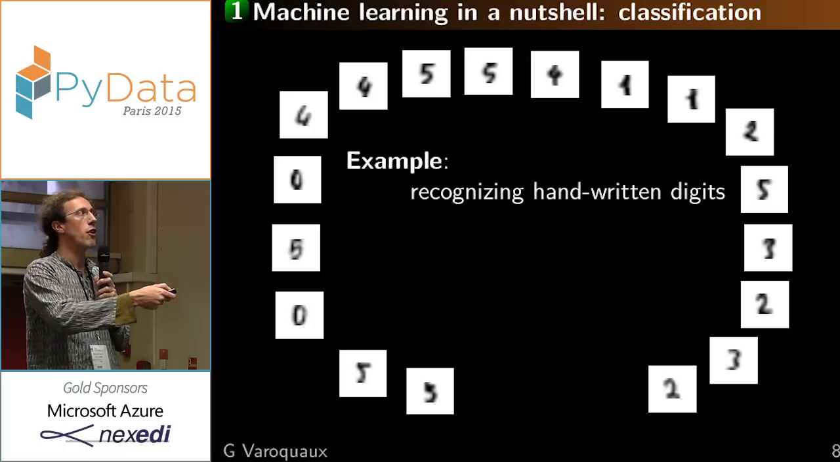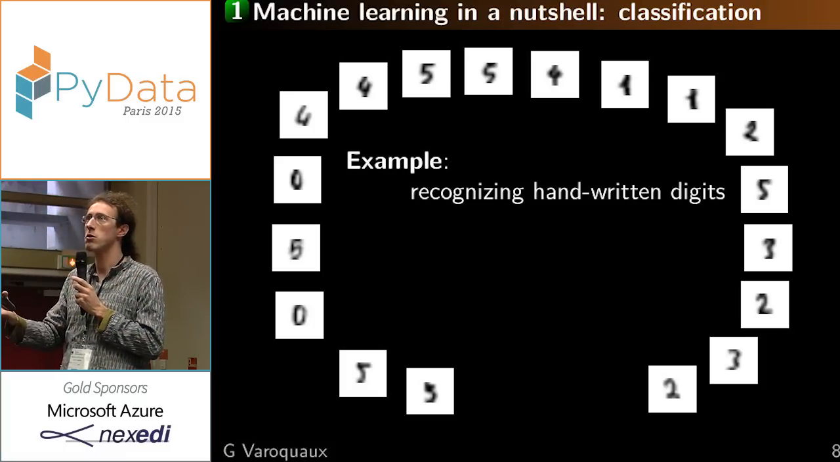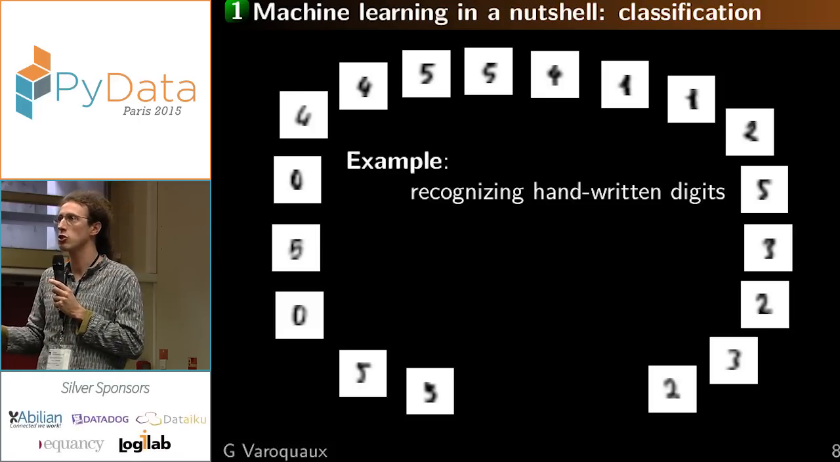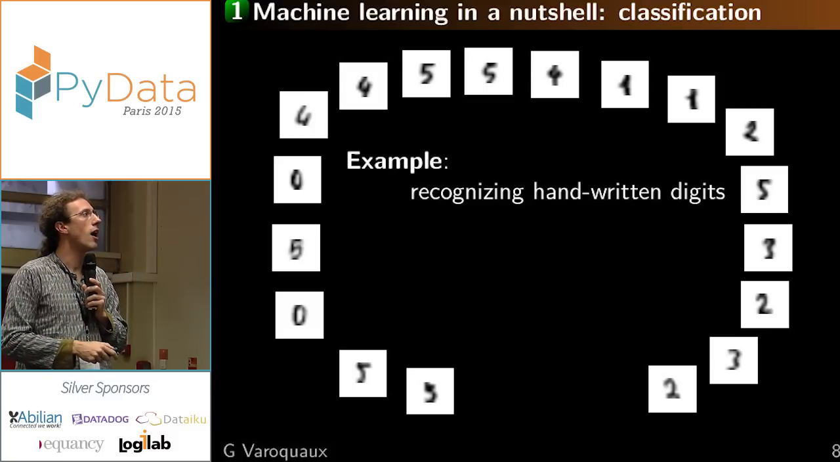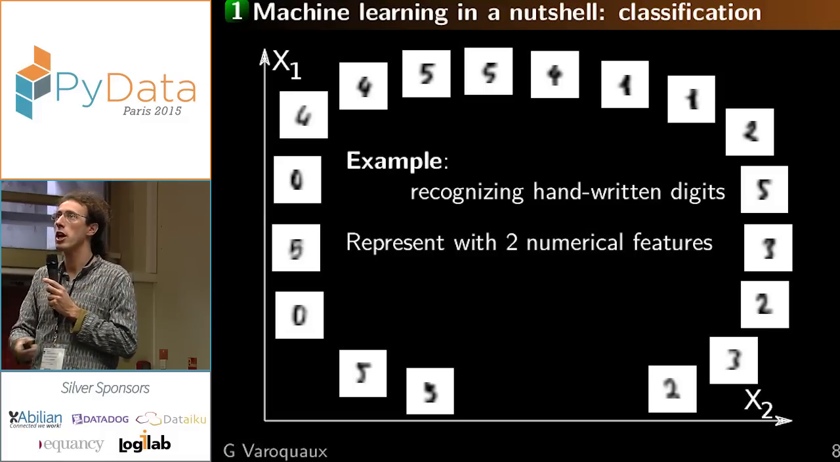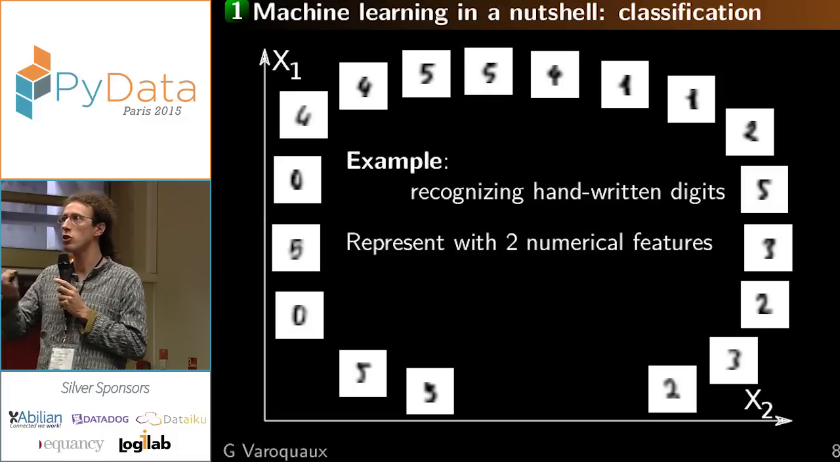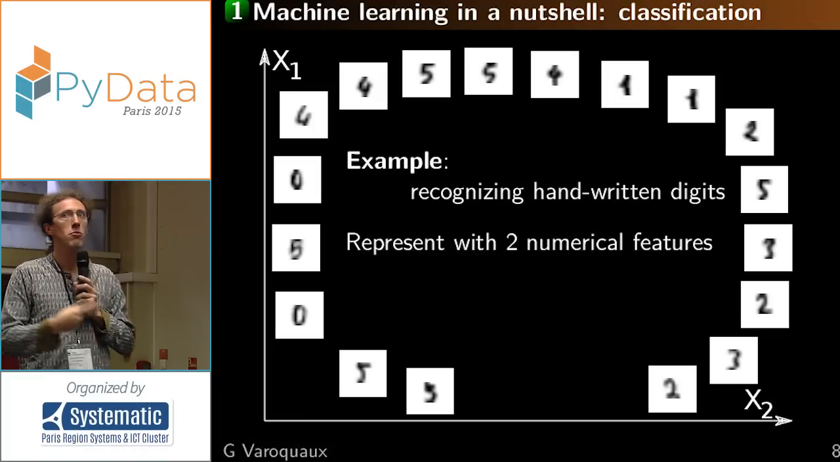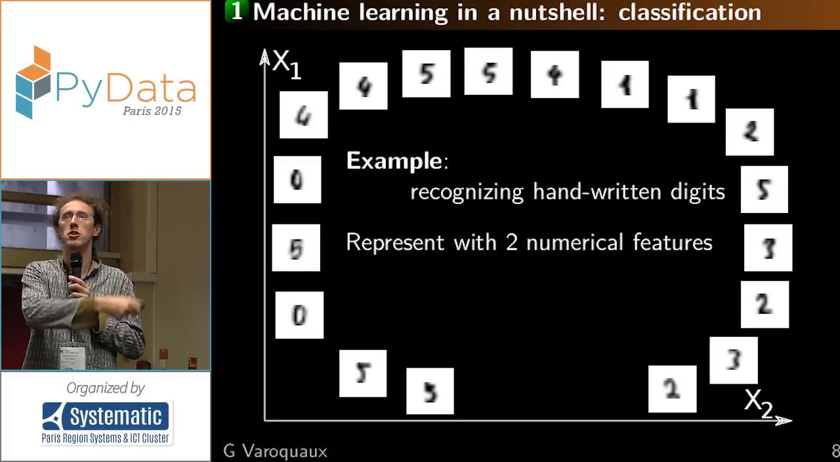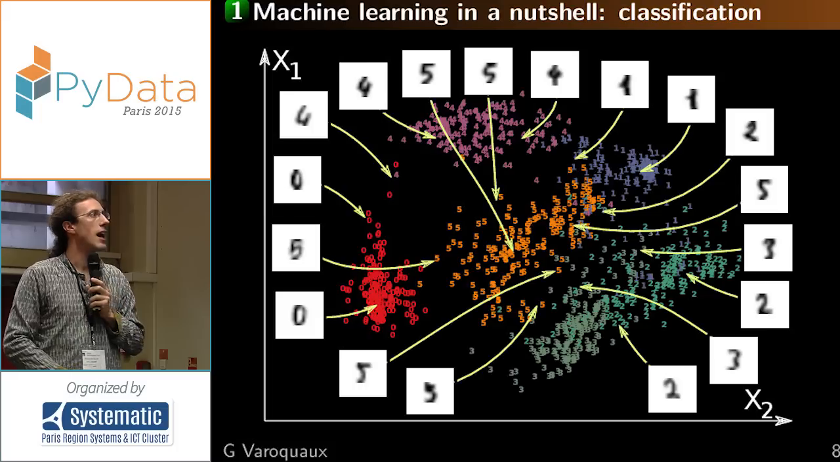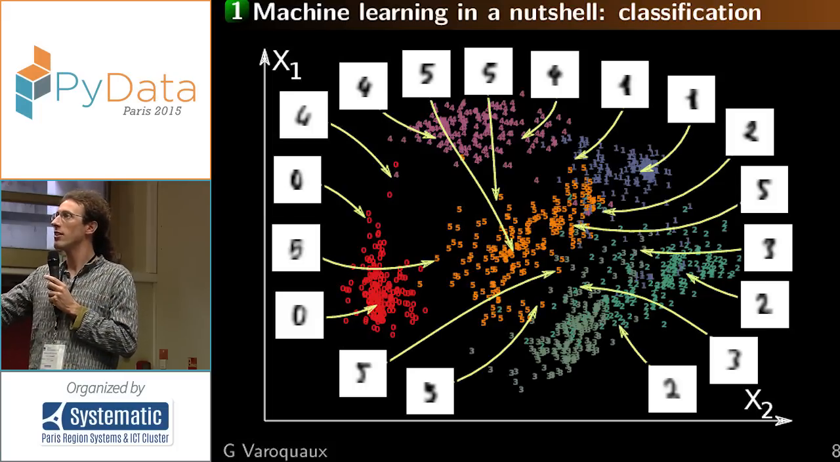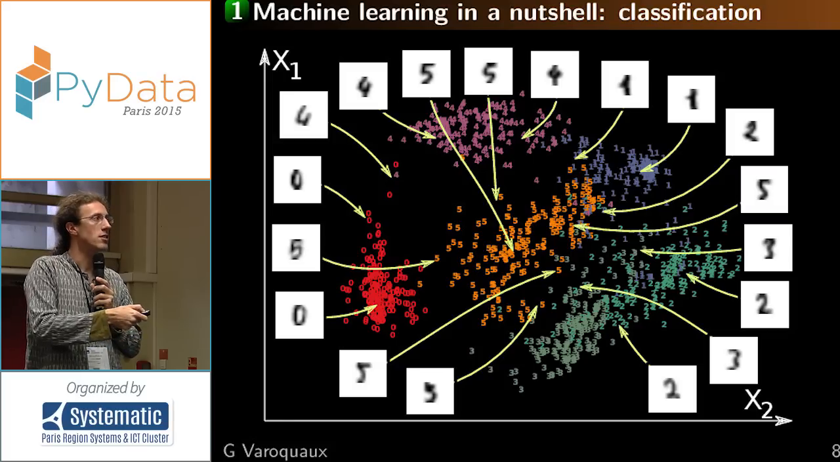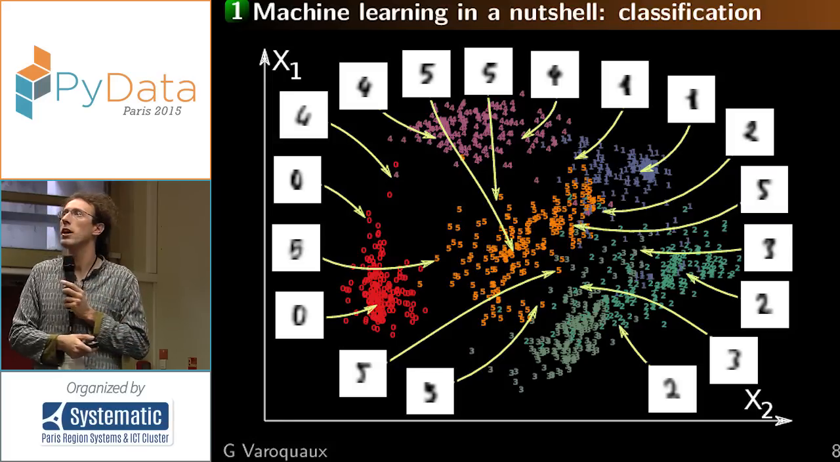So to go from these images to a machine learning problem, I will have to extract some descriptors, because I need numbers to put in my machine learning algorithm. So I will represent them with here 2 numerical features. So those descriptors I call features in machine learning. So why 2? Because I can show 2 features on a screen. And then my data becomes points on a 2D plane, right?